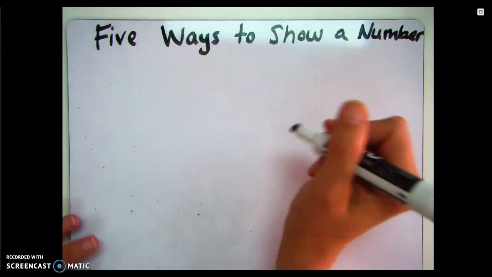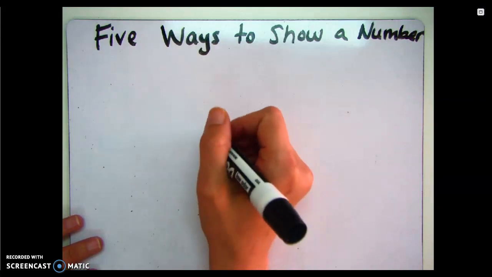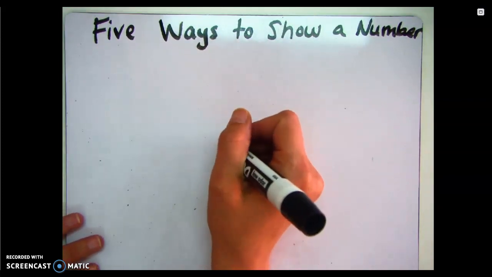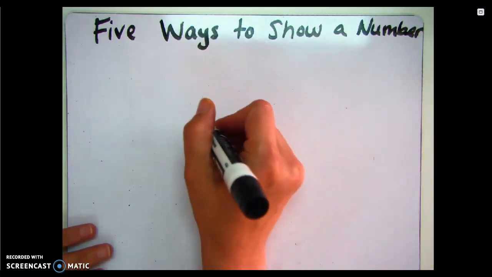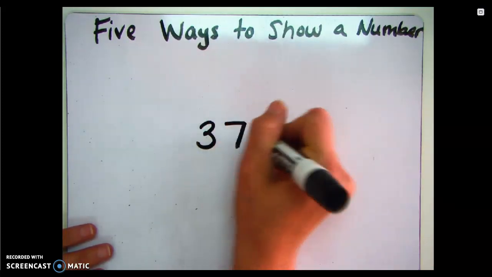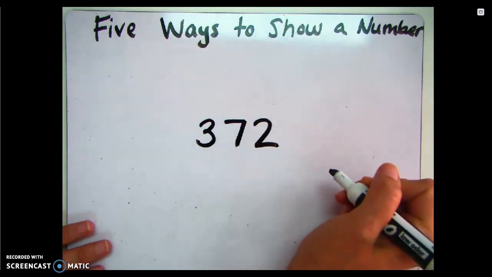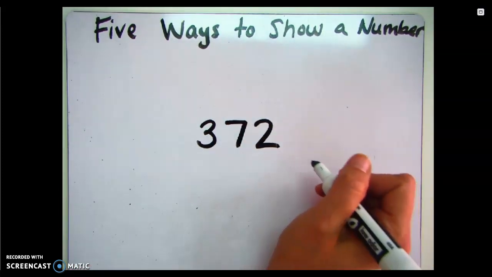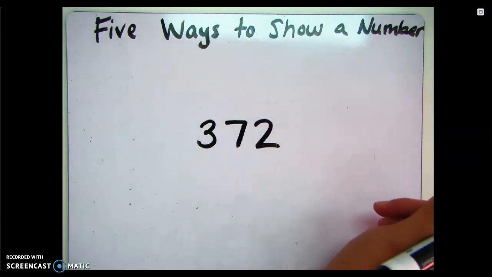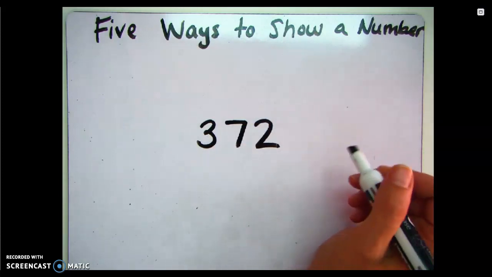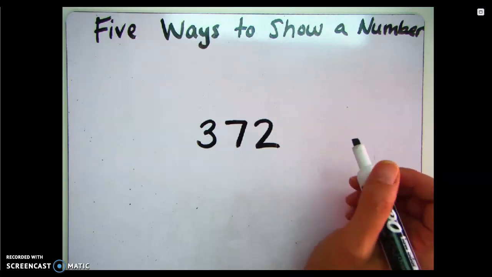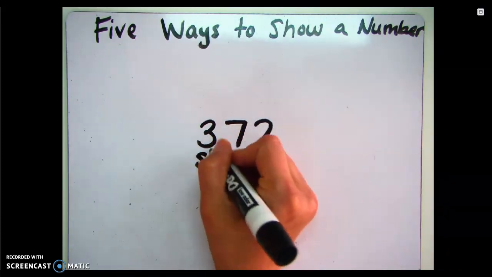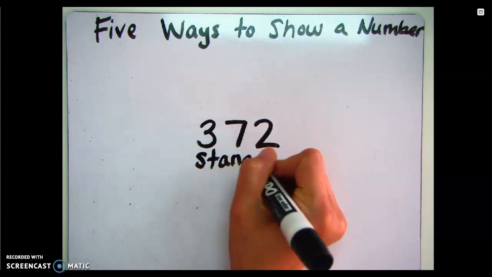So I'm just going to put the first way right in the middle of my board. And I'm just going to think of a random number. 372. So whenever you just see a number written this way, the way we're used to seeing numbers, that has a special name, and it's called standard form. Standard form. It's the way numbers normally look.